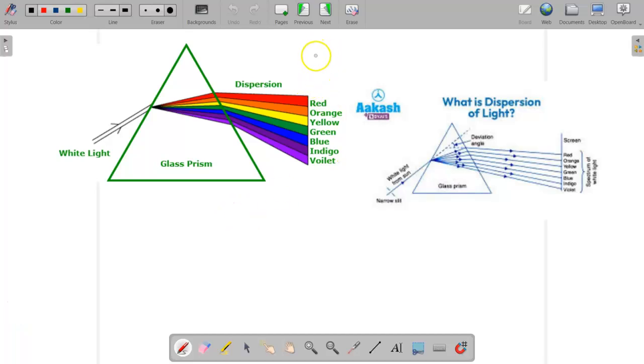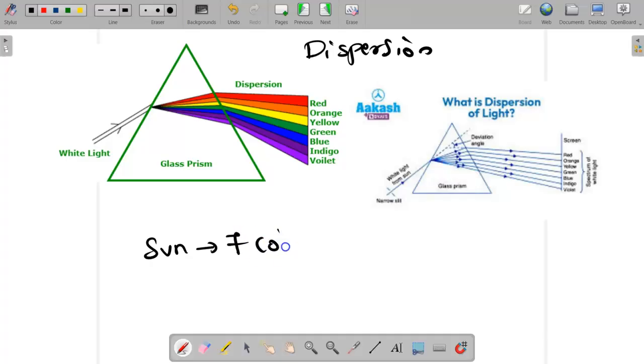Now we are discussing dispersion. What is dispersion? White light split into 7. Now the sunlight has 7 colors. What are those? VIBGYOR.